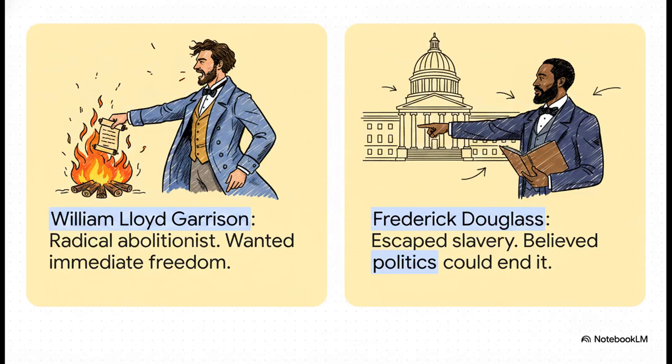Frederick Douglass, on the other hand, well, he actually escaped slavery. He taught himself to read and wrote a first-hand narrative that completely dismantled the pro-slavery myth that Black people were intellectually inferior. Unlike Garrison, Douglass believed political action and the Constitution itself could be weaponized to end slavery.